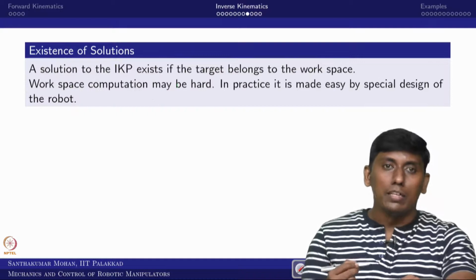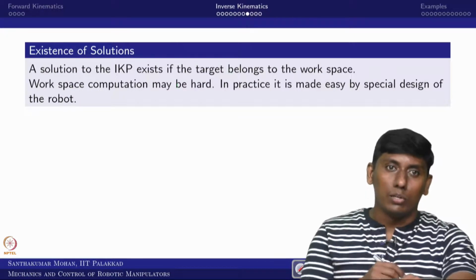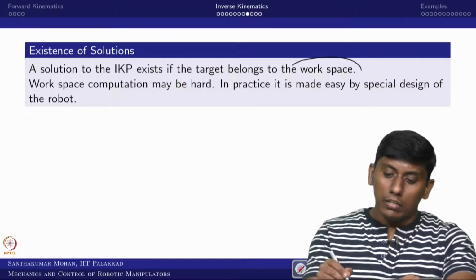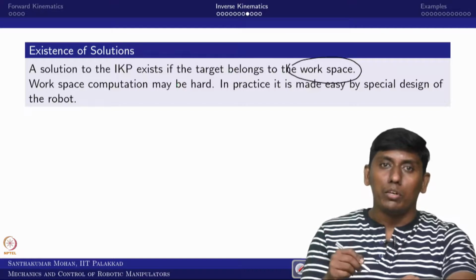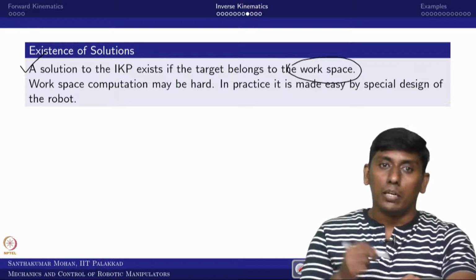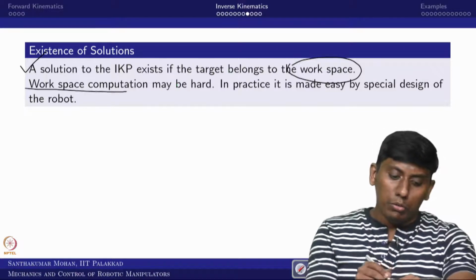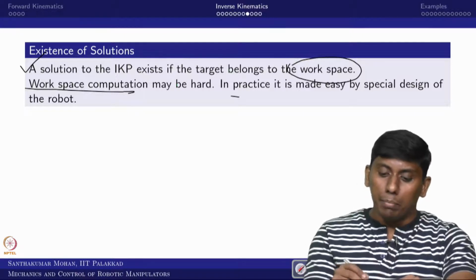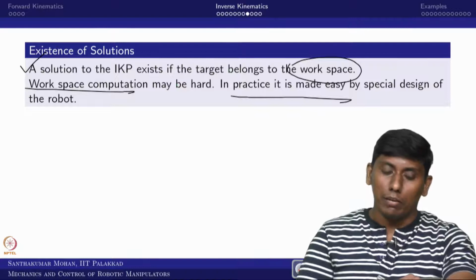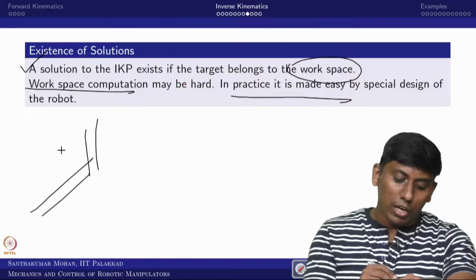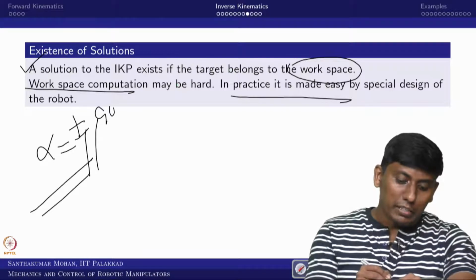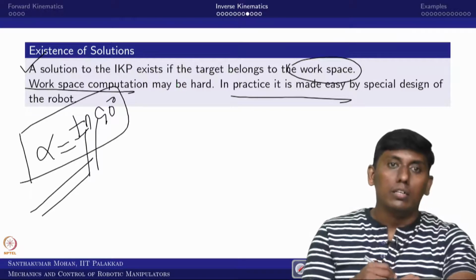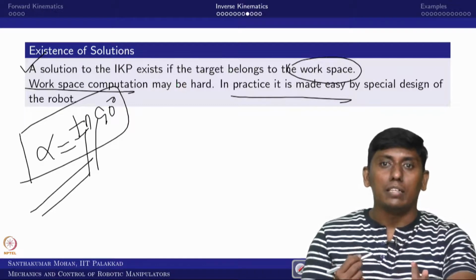Even for attempting that, you should know whether the solutions exist or not. What is the easiest way? We have already seen what the workspace is. If the given point is within the workspace, then the solution exists, but how you obtain it is different. For that you need to find the workspace, but workspace computation is very hard. Okay, in practice it is made easier with a special design of the robot. That is why I said the alphas are always multiples of 90s. So that way your configuration is arranged in such a way that it gives some kind of simplification.